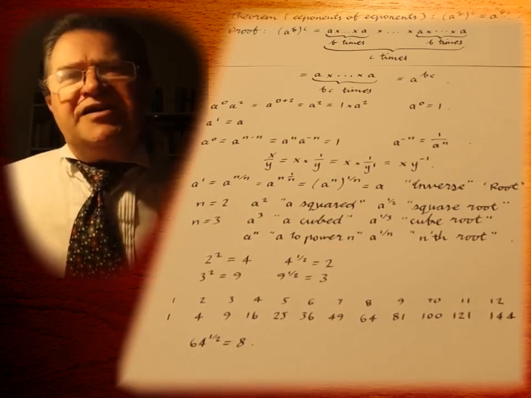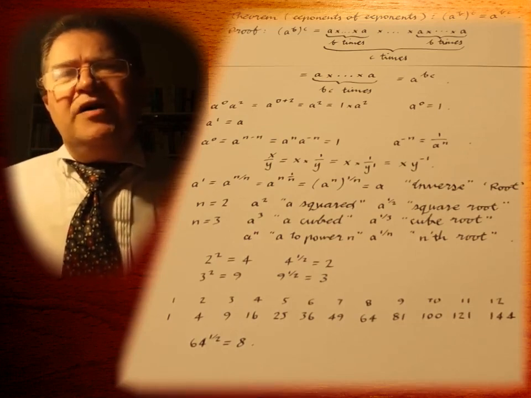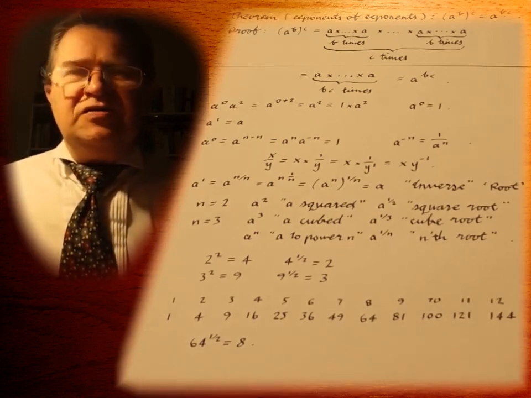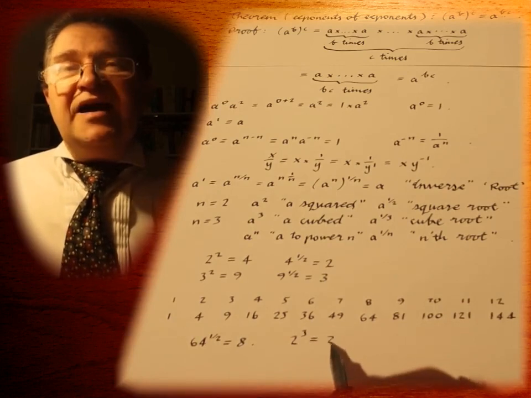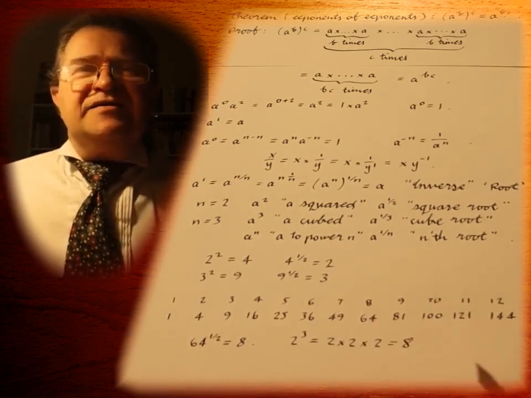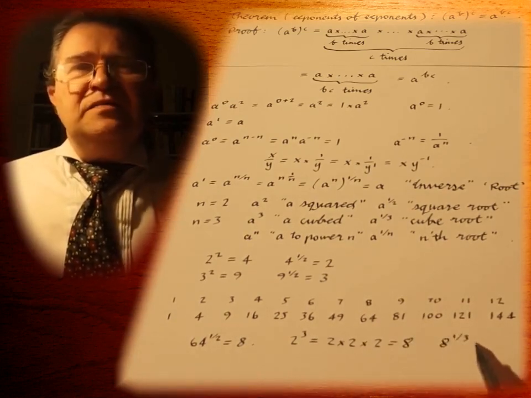You don't generally need to know about cube numbers, but do be aware that 2 to the 3 is 2 times 2 times 2 is 8. So 8 to the 1/3 is 2.